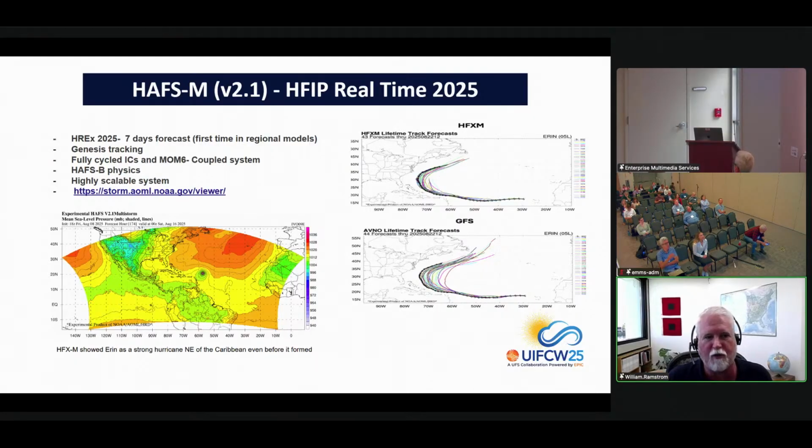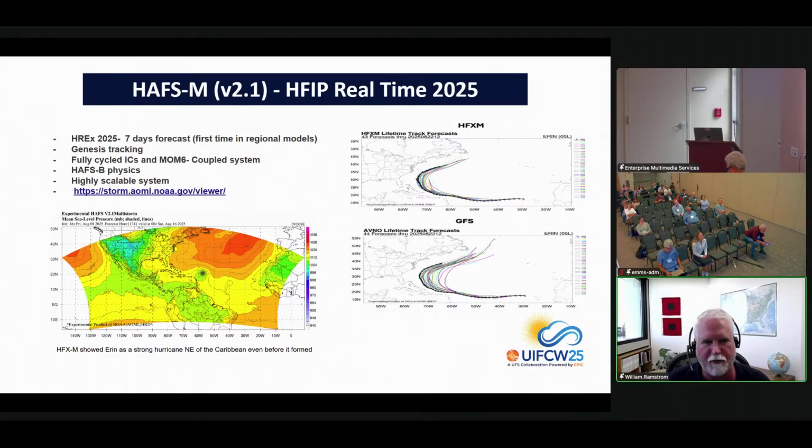So what we're looking at with this real-time experiment, we'll be compiling over the season, these 7-day forecasts. This is the first time we've been running that in our regional model. We'll also be compiling statistics on the genesis tracking. This runs with fully cycled initial conditions and the MOM6 coupling. We're basically paralleling the operational physics so that will be easy to compare, sort of an apples-to-apples comparison.